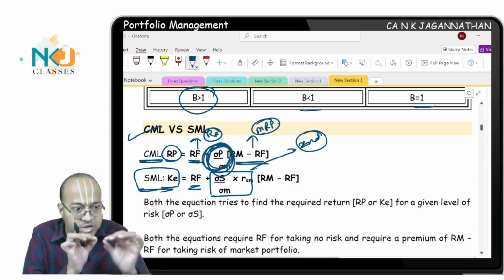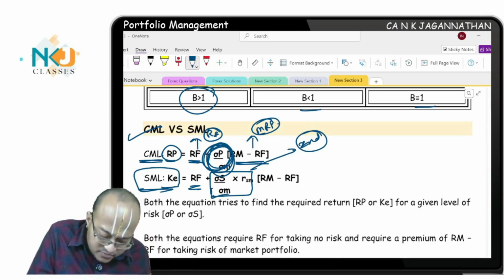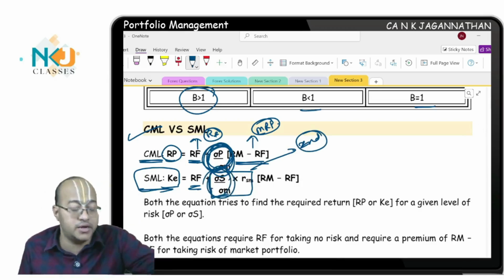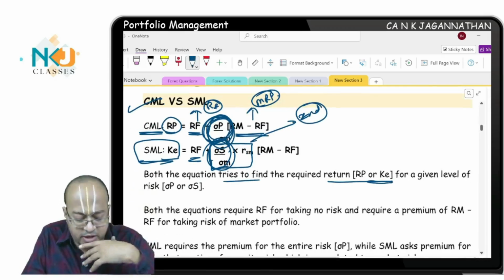This is only beta. This is nothing but an expansion of beta. Are you listening? Which means for the total portfolio, I should not ask a premium, only for that portion of the risk which is correlated to the market. Both equations try to find the required rate of return of the portfolio, KE, for a given level of risk.